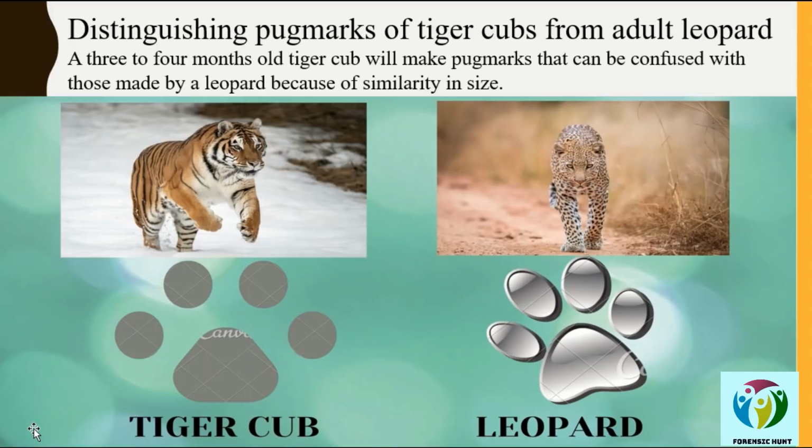Once you have taken the measurement, the next thing you have to do is take the measurement of the stride. The stride length of a tiger cub is about 10 times its PML, whereas in the case of an adult leopard, the stride length is 13 to 14 times its PML. So let's assume the PML of the given pug mark is 1 centimeter. The stride length in the case of a tiger cub would be 10 centimeter, but in the case of a leopard it would be around 13 to 14 centimeter.